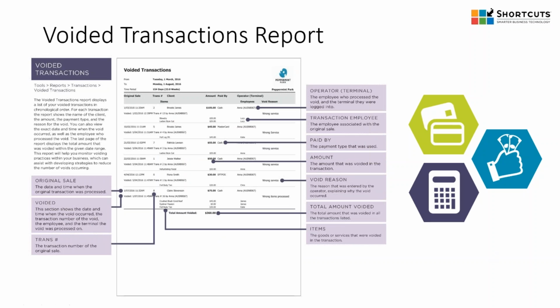The next one, you guys, is the voided transactions report. This is a report that we would run to find out who's voiding at the point of sale and also to look at the reason why we're voiding. It gives us information about the original sale, the transaction number and when it was voided, the operator in the terminal, the transaction employee, so the person that was associated with the transaction, payment type, the amount, the void reason, so why are we voiding, and then the total amount voided as well as the items voided. So that's our voided transactions report. Again, this is a good report to look at just to make sure that this isn't being done in excess, because if it is, there might be a different reason why.